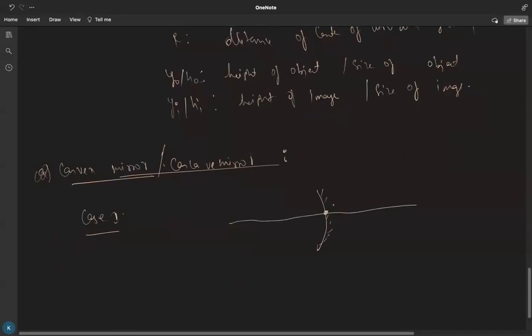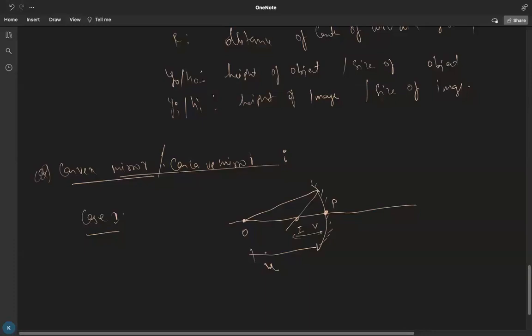I am assuming the origin as pole, and I am assuming that the object is placed in front of the mirror. Okay. So what is going to happen? I'm assuming that this is the distance u, and there is image formation. This is I, and this is v. So what is u? The distance of object from pole, and what is v? The distance of image from pole, right?